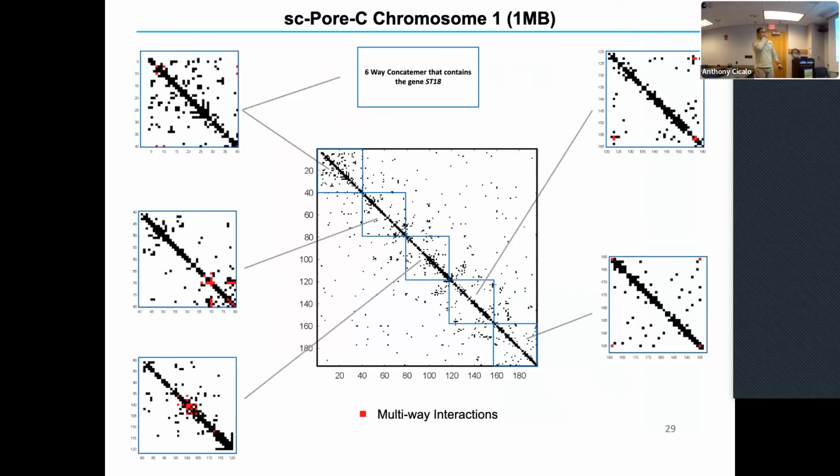So this is another representation of single cell 4C, chromosome 1, binned at 1 MB. This is a 40 bin window down the diagonal. This is a 196 by 196 matrix. And what this is showing is one read from 4C and its multi-way interactions in red, so this is for all 40 bins. One interesting thing is that we can pull out that concatemer. This just happens to be a 6-way concatemer, and this contains the gene ST18 from the mouse genome.